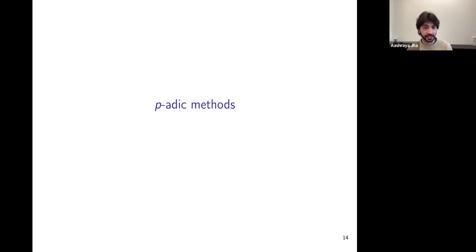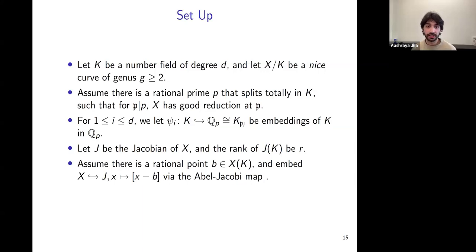So all the methods discussed in this talk are p-adic in nature. Let's get on. Here's some setup. K will again be a number field. It'll have degree d, and we'll let X over K be a nice curve, so that's smooth, projective, geometrically integral. And its genus will be g greater than or equal to 2. We'll fix a rational prime p which splits totally in K, and we'll assume at all places above p, X has good reduction. I'll also use these psi_i to denote the embeddings of K into Q_p. We'll have exactly d of them because p splits totally.